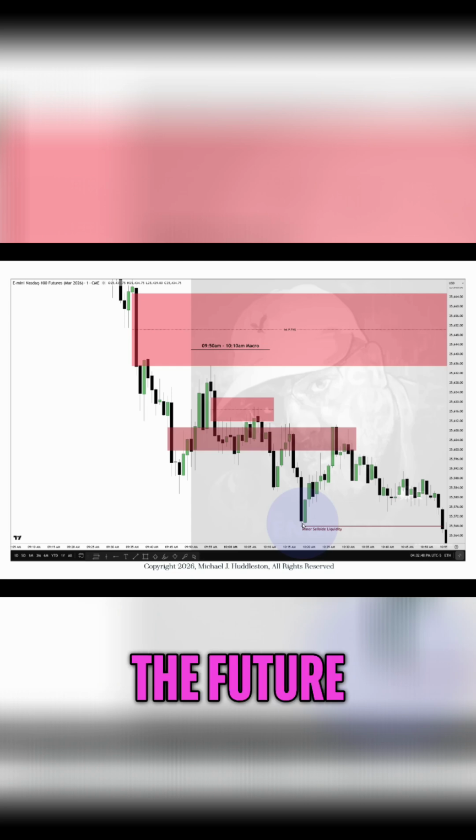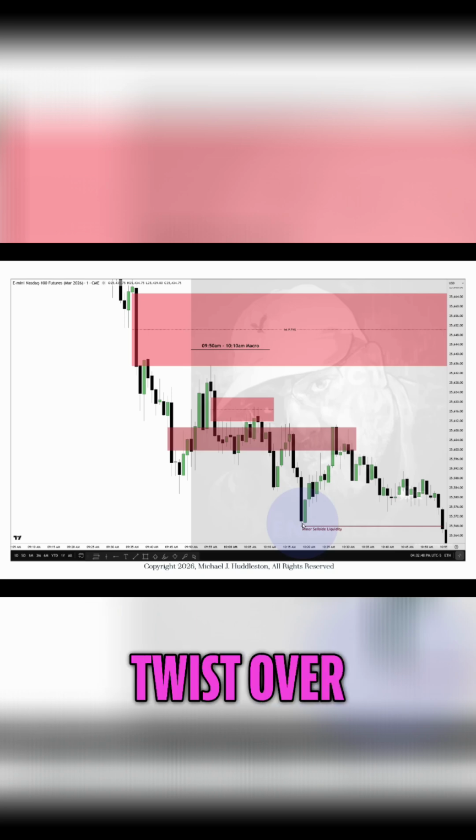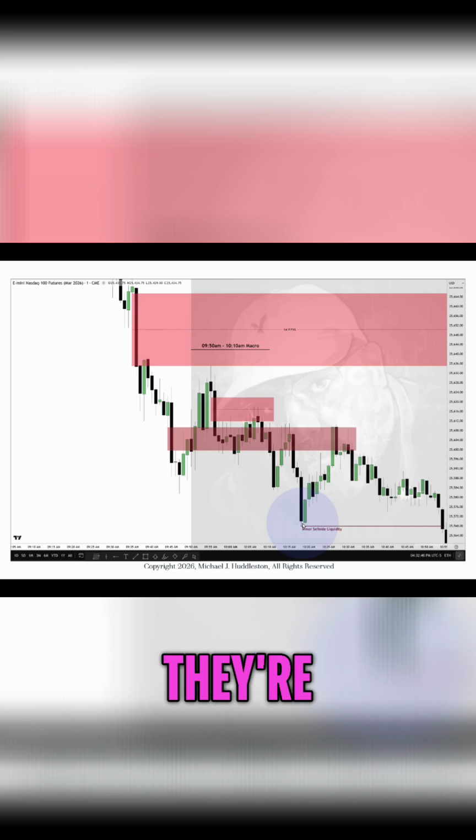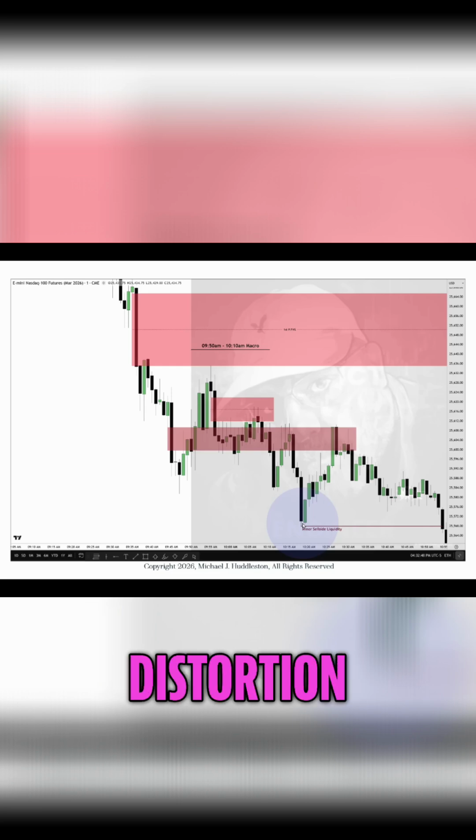They will repeat in the future. These types of things repeat over and over and over again. They may be slightly different. They may have a little bit of a character twist here and there, but generally they're doing the same thing. They're running for inefficiency. They're running for stops. That's it. Or they're waiting during time distortion. That's what you're seeing right here.